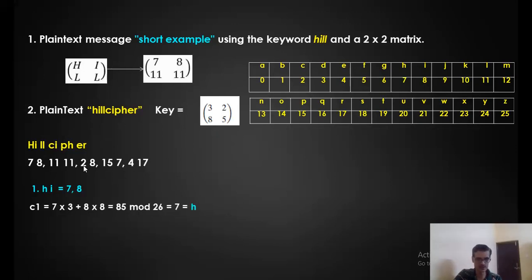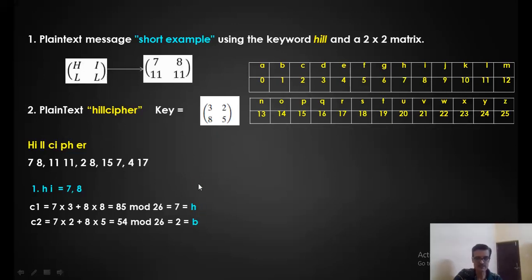So C1, you know how to get it. This is C1, I got H here. C2 is matrix multiplication again, 7 multiplied by 8 and 8 multiplied by 11. Sorry, my key matrix is this, I'm very sorry. 7 multiplied by 2 and 8 multiplied by 5. I get 54, take mod 26, I'll get the answer as 2, replace that by the alphabet. So HI are replaced by HB.